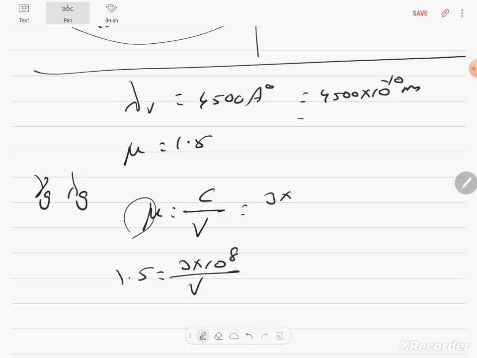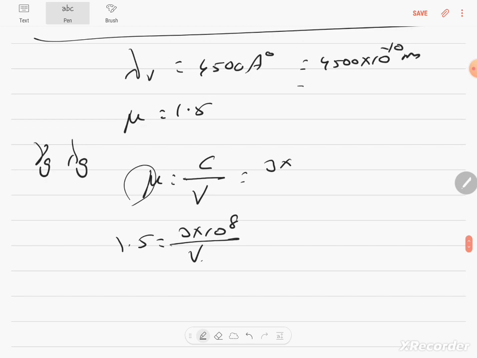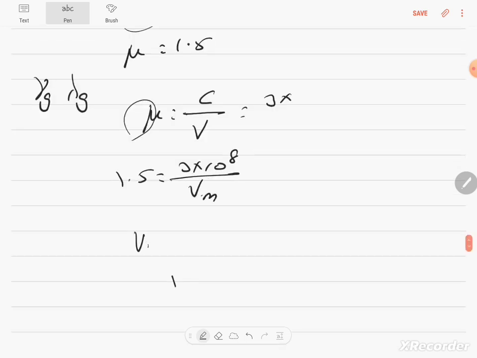With this I can find v, which is the velocity of light in the medium. I don't want the vacuum wavelength here, because it won't be used for this. So with this I can find the velocity in the medium, which is 3 into 10 to the power 8 by 1.5, which will become 2 into 10 to the power 8 meter per second. I get the velocity in the medium.